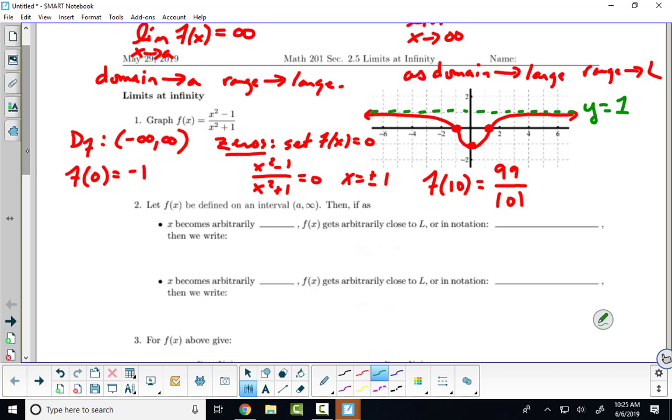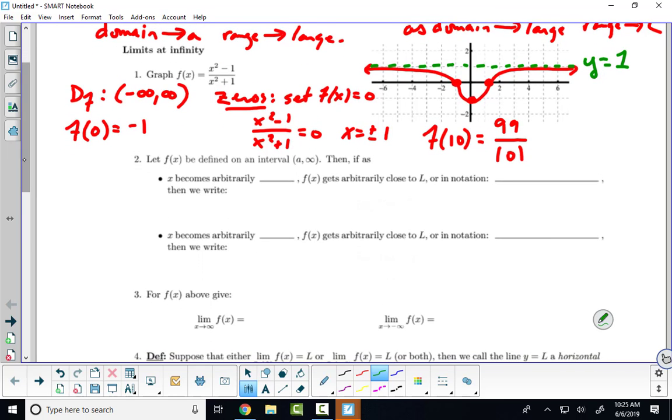Okay? So here we go. This is what we say. If as x becomes arbitrarily large, f of x gets arbitrarily close to L, meaning as x approaches infinity, f of x approaches L. How do we write that in limit notation? We will write the limit as x approaches infinity of f of x equals L.